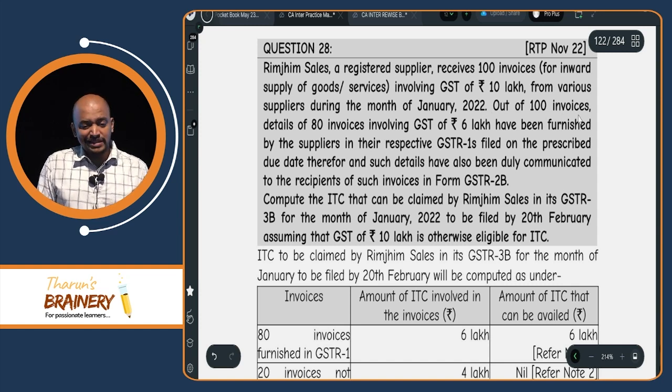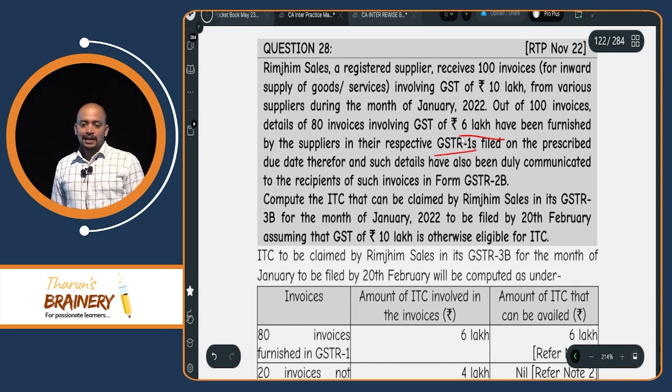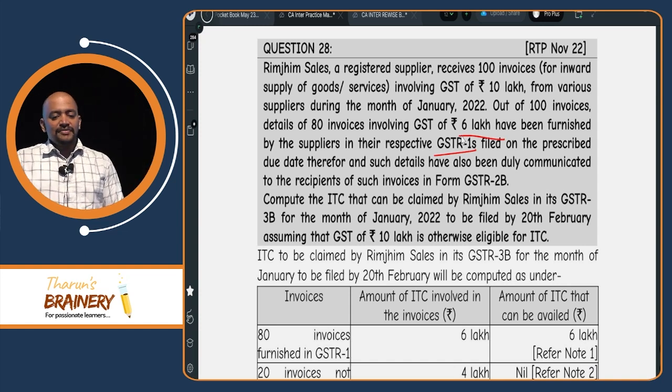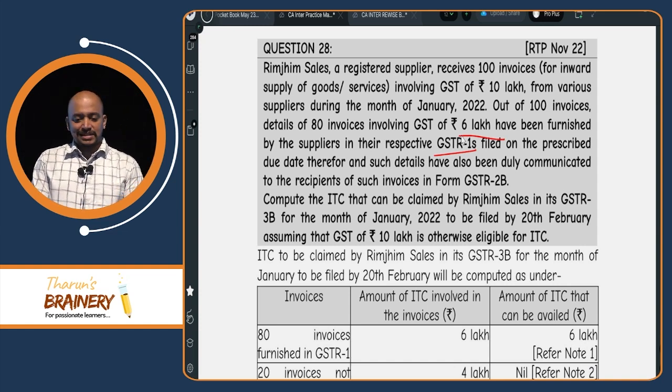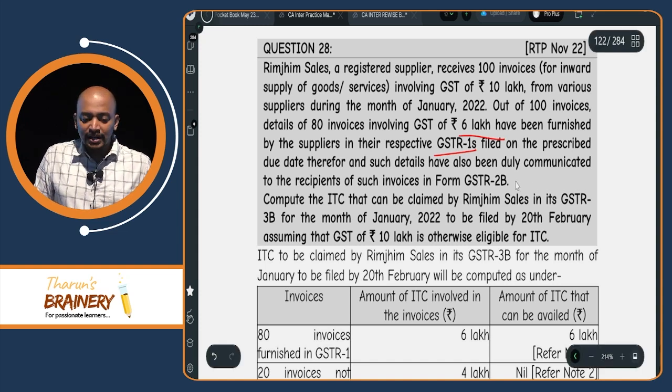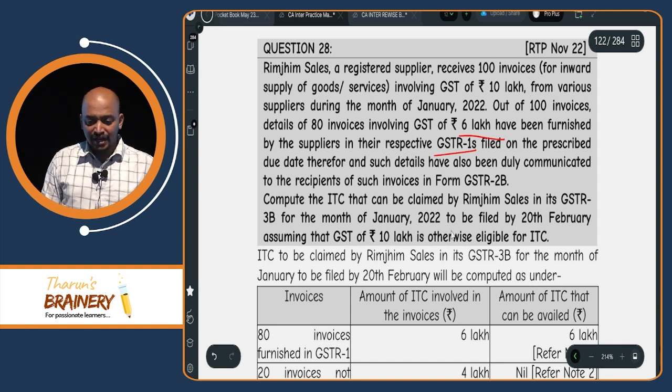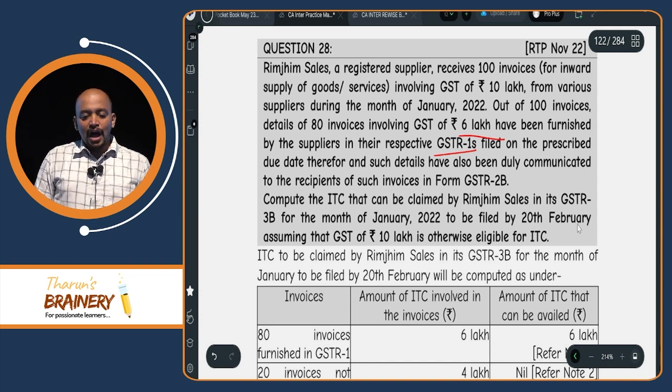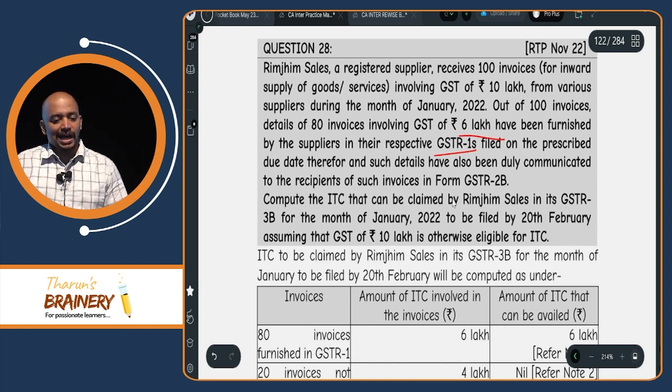Out of 100 invoices, details of 80 invoices involving GST of 6 lakhs have been furnished by the supplier in their respective GSTR-1. So what is the matched ITC? 6 lakhs, filed by respective suppliers in GSTR-1 on the prescribed due date, and such details have also been communicated to the recipients in GSTR-2B. Compute the ITC that can be claimed by Rimjim Sales in GSTR-3B of the month of January, to be filed by 20th February, assuming that GST of 10 lakhs is otherwise eligible for ITC.